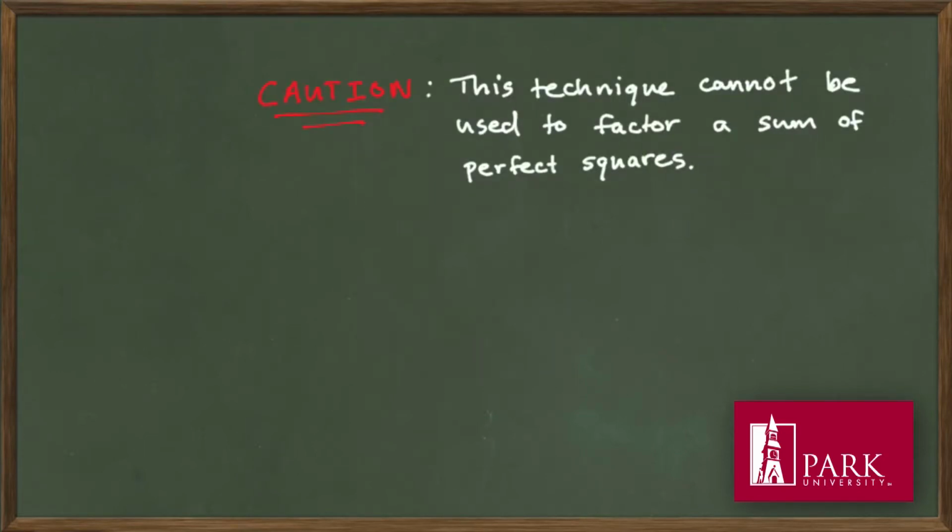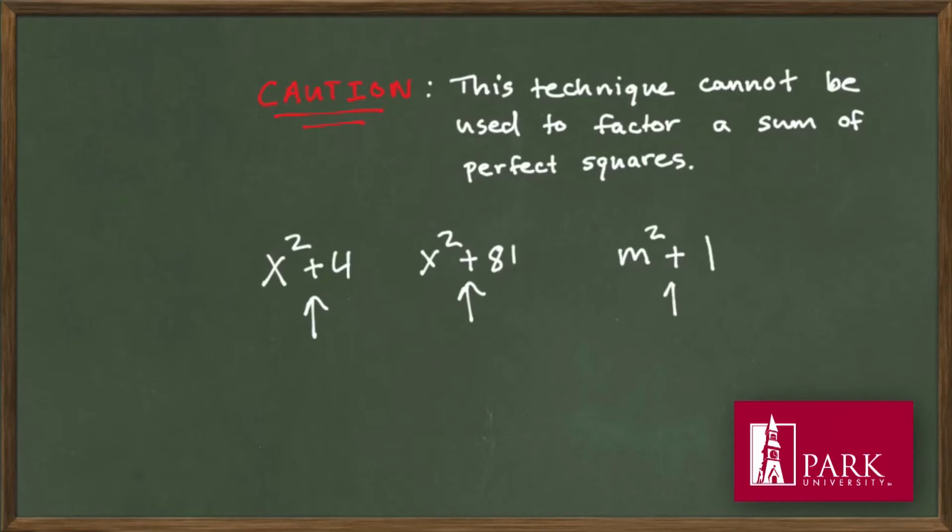Now, a word of caution before we continue to the last example. This technique cannot be used to factor a sum of perfect squares. So, for example, if we have x squared plus 4, or x squared plus 81, or m squared plus 1, none of these expressions are factorable because they are all the sum of two perfect squares. So as tempting as it may be, if we see a sum of two perfect squares, it cannot factor. This technique only works when we're factoring the difference of two perfect squares.